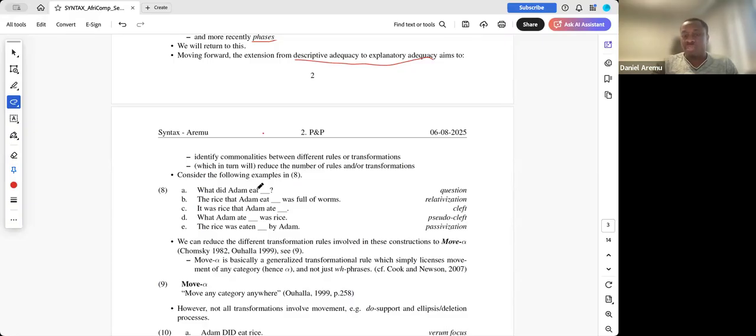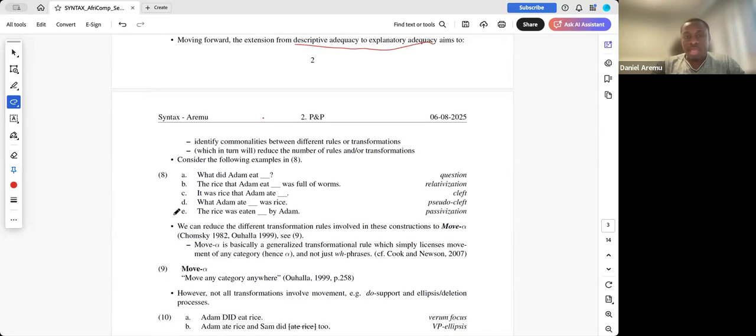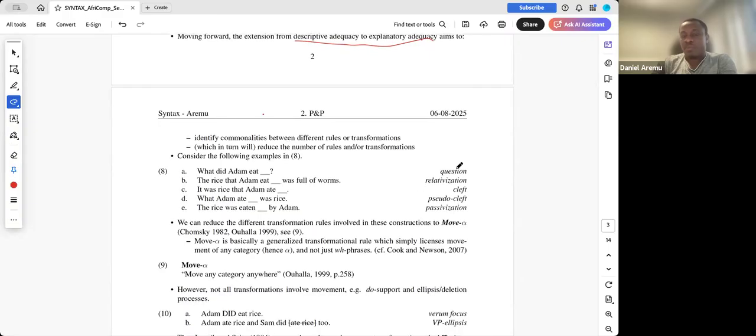But now what we want to do is, the different transformations, we should be able to actually coalesce or merge them together to have a principle that can explain them. So if you look at 8, it shows different transformations.